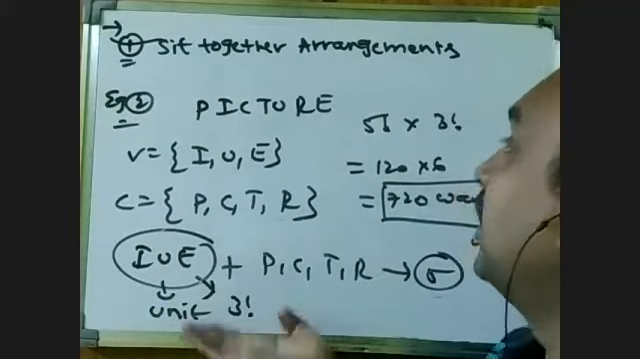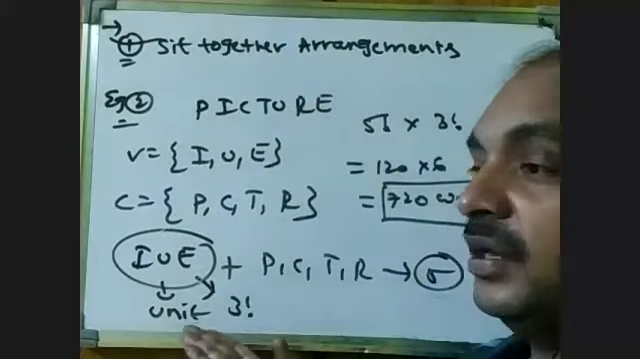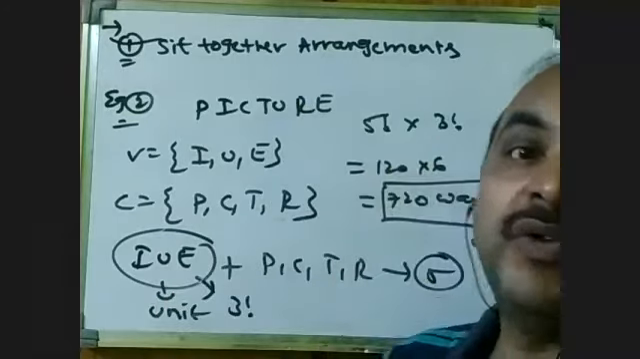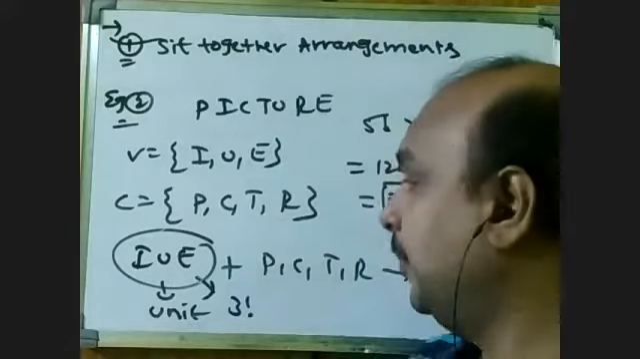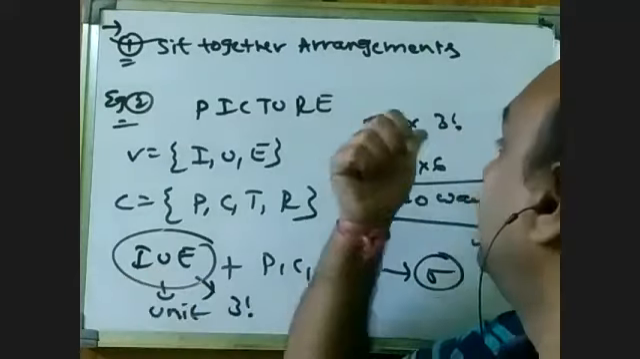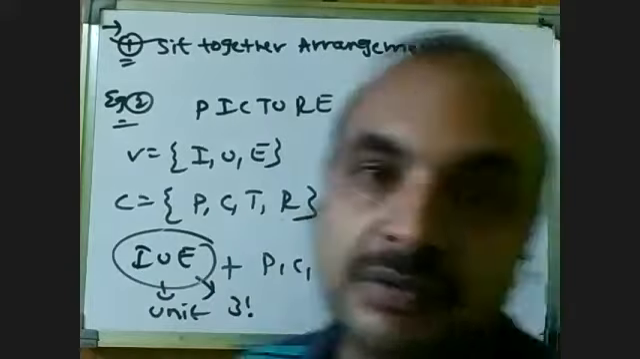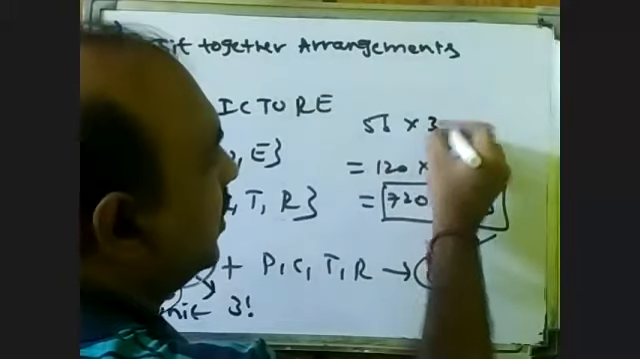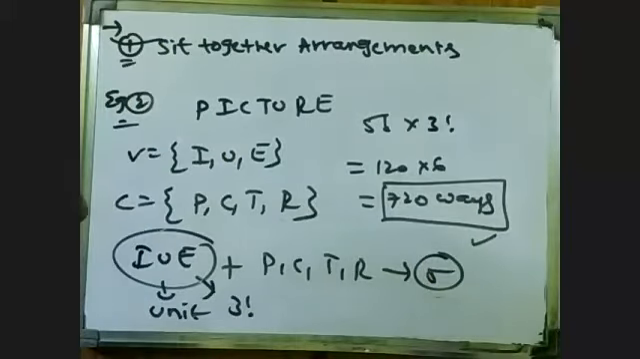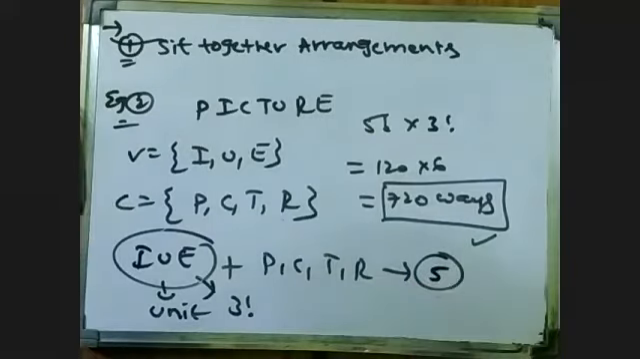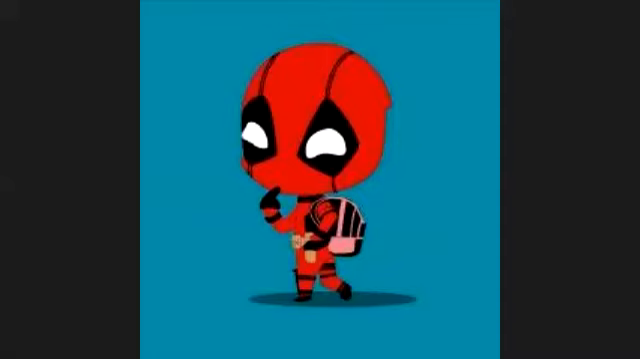So since you're having 3 factorial internal arrangements, the total number of ways is 3 factorial into 5 factorial. One operation can be done in 5 factorial ways, and internally another operation can be done in 3 factorial ways. Total is 5 factorial into 3 factorial, so 120 into 6, total 720 ways we can do it. 1 minute, sir.